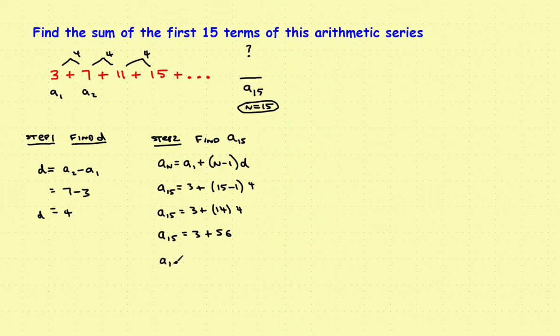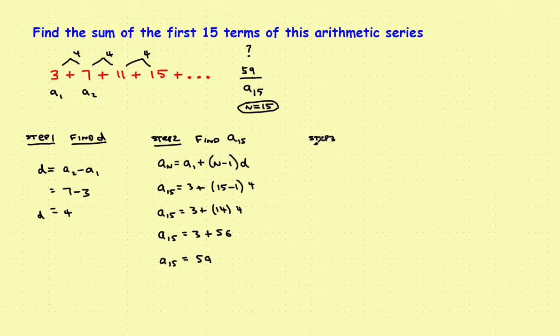And add those together, and you get the 15th term, which is 59. Now, what I do is come back up and just go ahead and put the 59 in right here. So the first term is 3, and the 15th term is 59. So now you're ready for the third step.